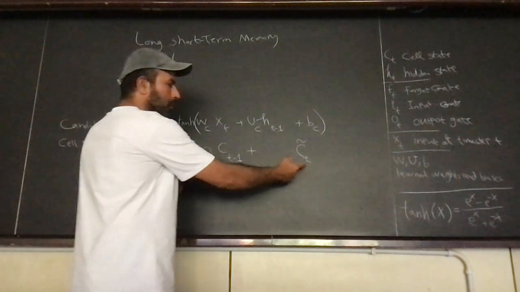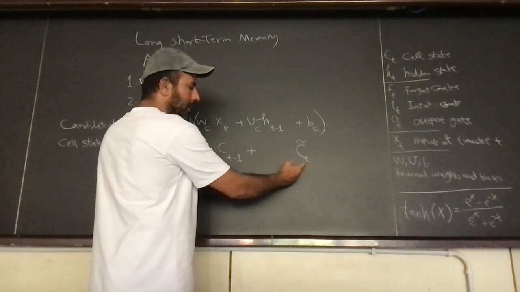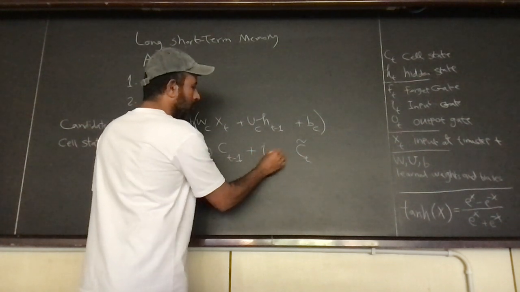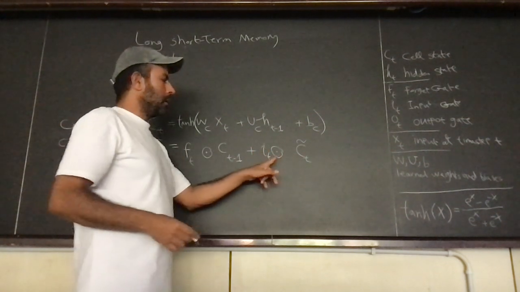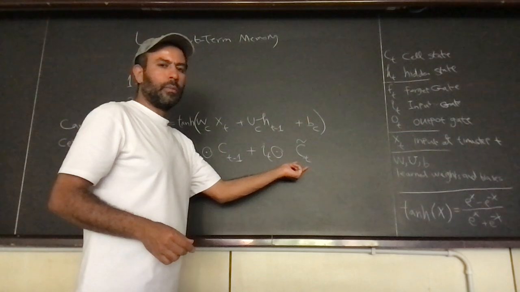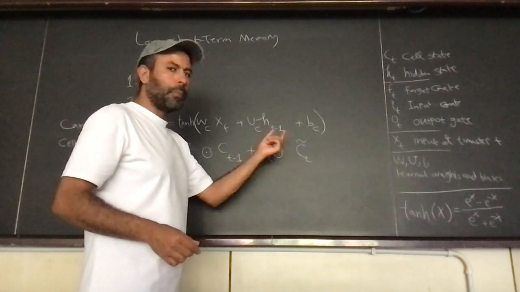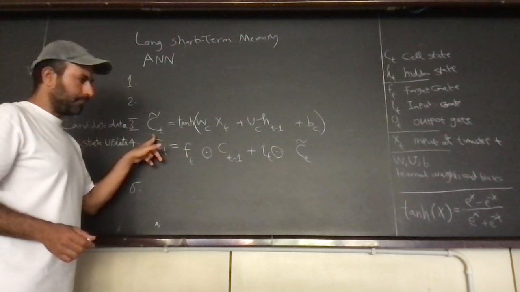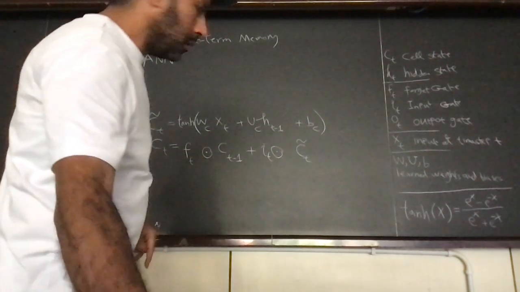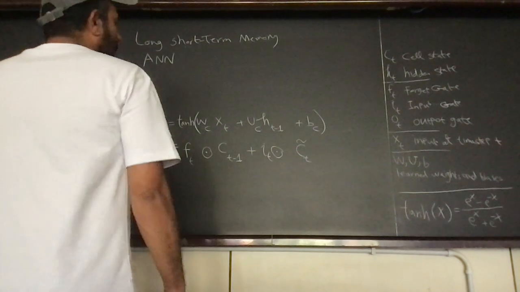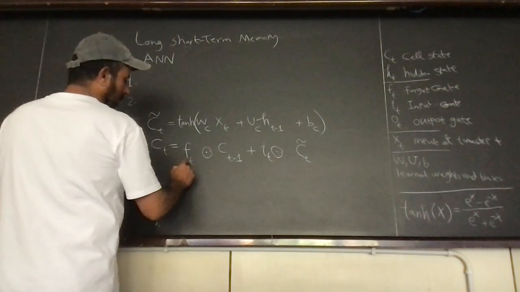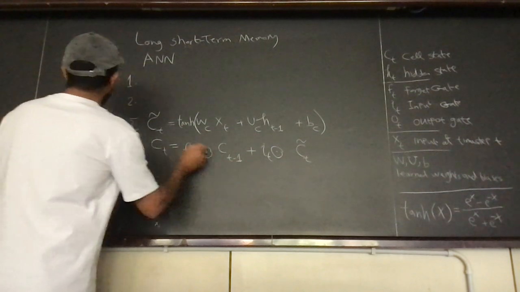The same for the candidate data. We need an input gate to decide how much to take from the new data proposed by the candidate data equation. Well, that's it. Okay, now let's talk about the forget gate and the input gate.